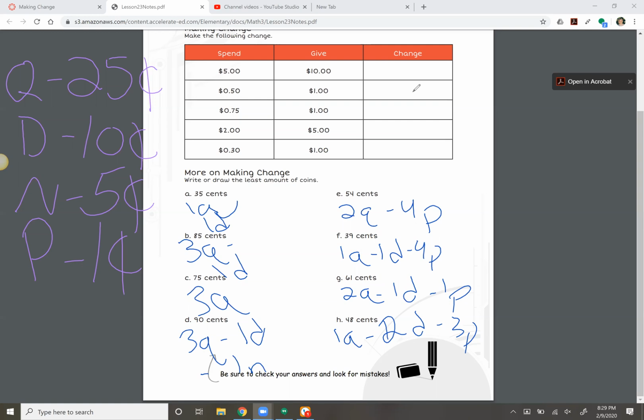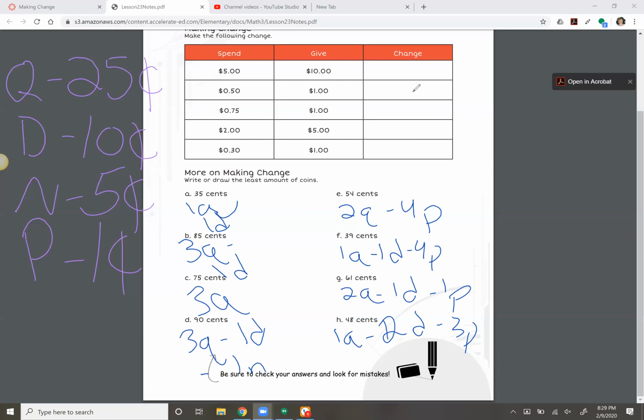39 cents. 25, 1 quarter, 35, 1 dime, 39, 4 pennies. 61 cents, 2 quarters, 25, 50, 1 dime, 60, 1 penny, 61.